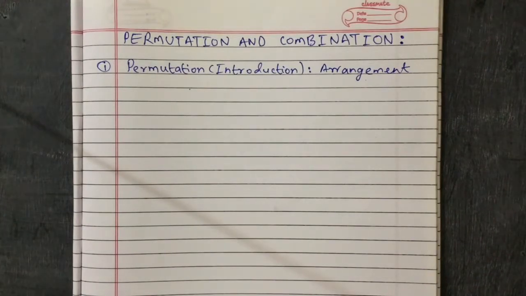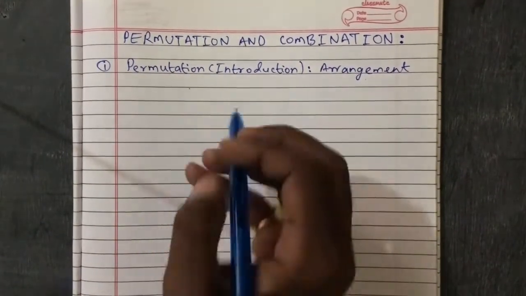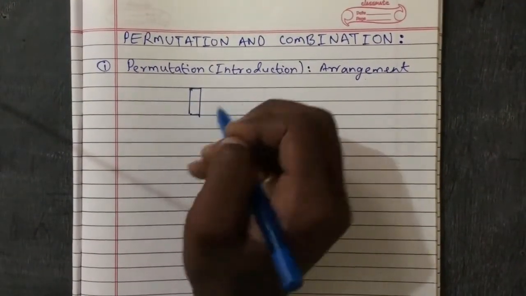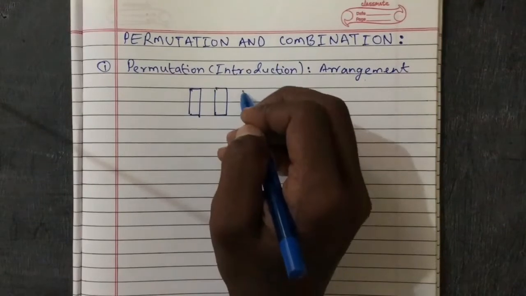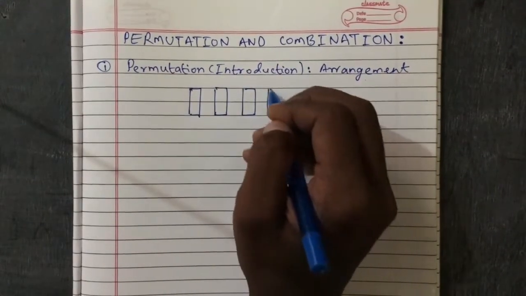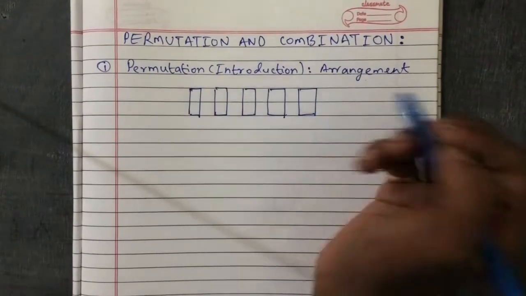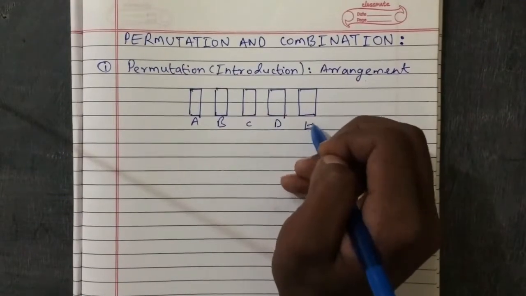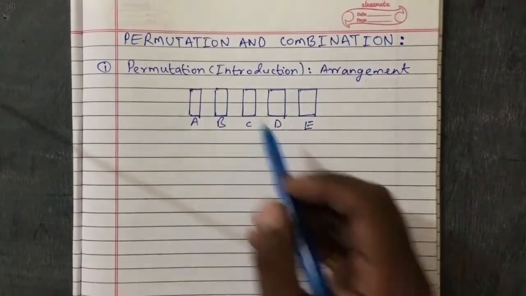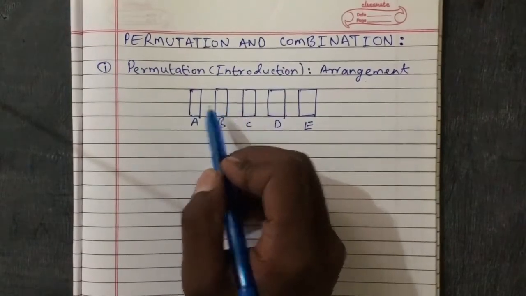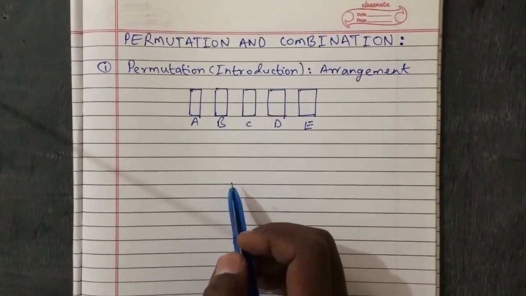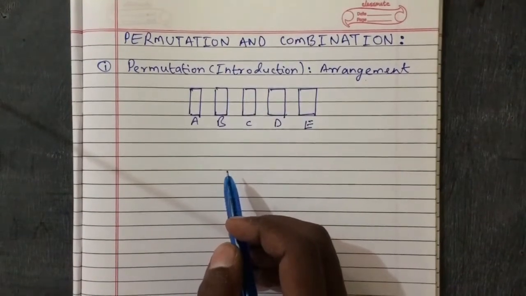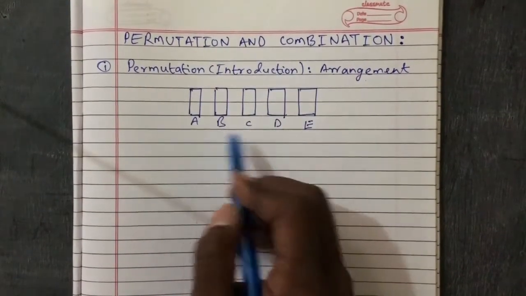For example, let's say I have 5 books and I want to arrange those 5 books in some certain way. Let's say this is our first book, our second book, third book, fourth book, and our fifth book. Let's say these are books A, B, C, D, and E. The total number of books is of course 5: 1, 2, 3, 4, 5. And I want to arrange 2 books out of these 5 books. In how many ways can I arrange those 2 books out of 5 books?